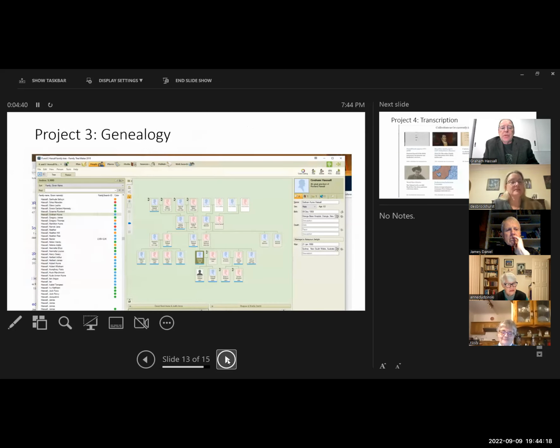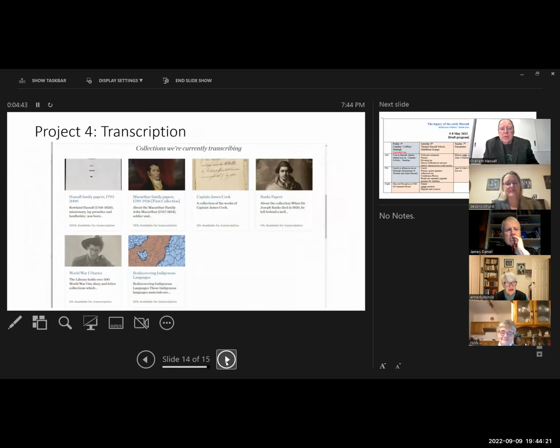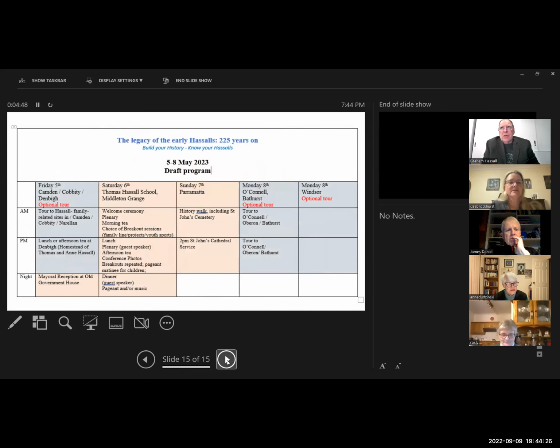So the Hassall Heritage Project and the Genealogy Project and the Transcription Project are all projects in the lead up to our major event next year, May 2023, which we're calling the Legacy of the Early Hassalls, Build Your History, Know Your Hassalls. And many people are now hearing about this and starting to get interested in coming along. So that's a broad and swift overview of the association and our interests. And I'm going to stop my share and I'm going to invite Anne Brockhurst to take over the session and tell us about Anne and Robert Campbell.